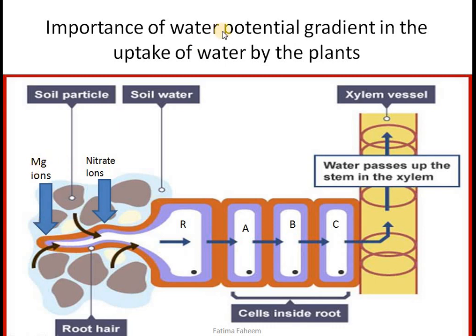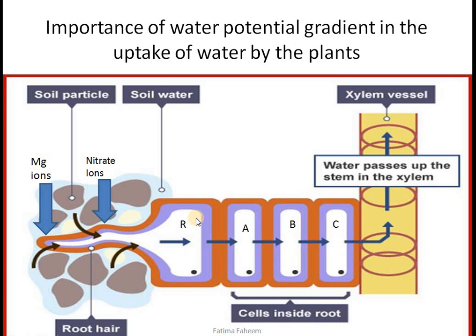So our topic is: what is the importance of water potential gradient? Water potential gradient means difference in water levels or water concentration. To understand this point, just consider water concentration difference. So water in the soil was more compared to the cell R, which is the root hair cell. So by osmosis, water moved from higher water potential to lower water potential through a partially permeable membrane.